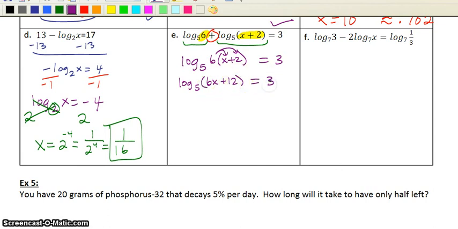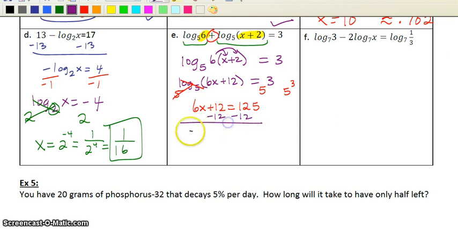Once I've done that, now it's a statement just like the ones that we did earlier. That means I need to get rid of the log base 5. So I'm going to take both sides as powers of a base of 5. I end up with 6x plus 12 equals, and I'm going to type into my calculator 5 cubed, which is 125, and then I'm going to solve it. 6x equals 113, divided by 6, divided by 6. X is approximately 18.83.